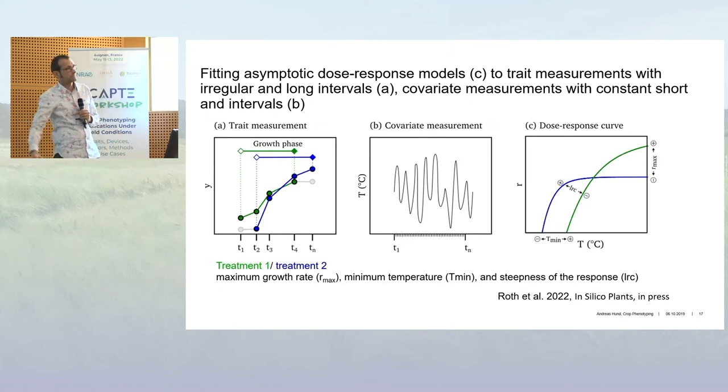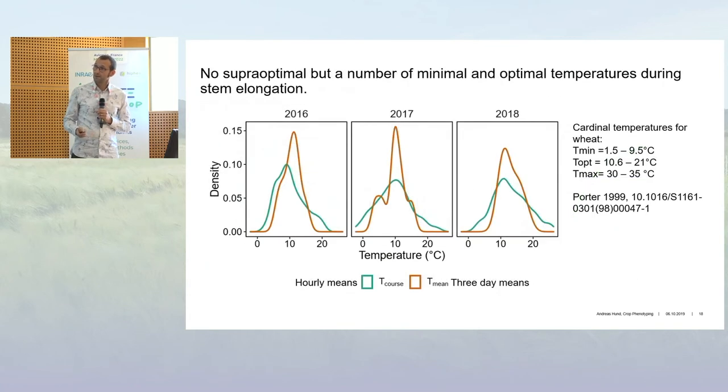We are not believing that we are having any temperature in that range where stem elongation is hampered by supra-optimum temperatures. That means we are fitting these models, and that worked quite well. So here, this is the temperature in three seasons during the stem elongation phase, measured every 3 days, so the 3-day means, and you can see that these temperatures range between about 4 and 18 degrees. If you take the hourly temperatures during that phase, you can see that there is much more variation, from 0 to 24 degrees. And this is consistent.